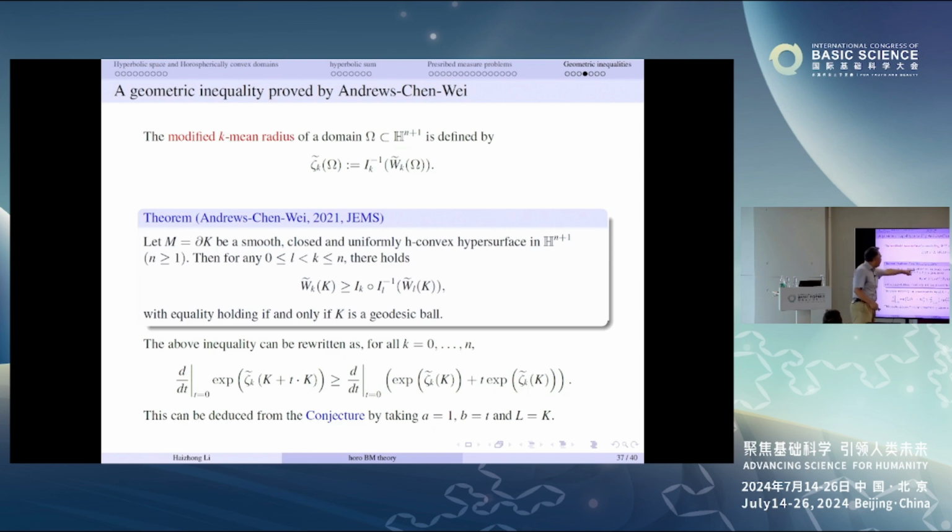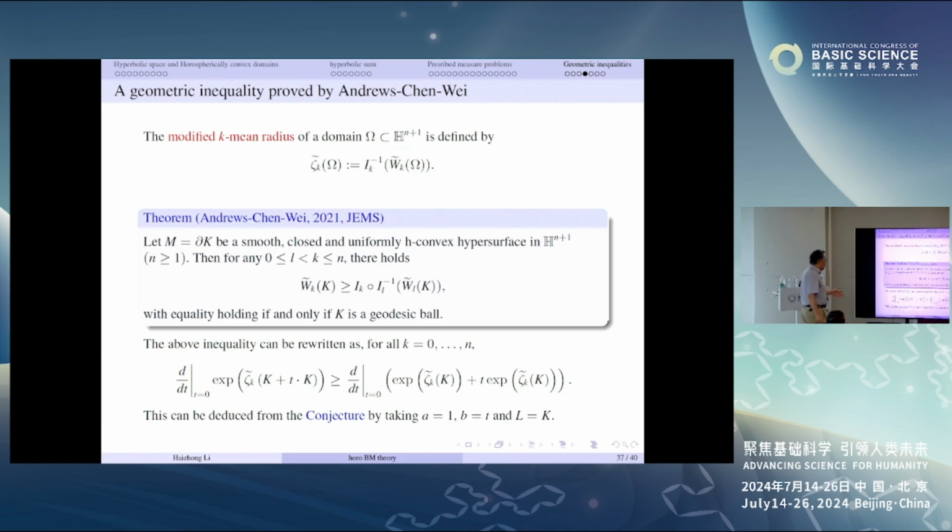This Alexandrov function inequality is proved by Brunn-Minkowski, Yung and Wei, and his coauthors. They use some curvature flow and many advanced machinery. I just mentioned defining this function, we call the modified k-mean radius. If the conjecture is true, this Alexandrov function inequality is proved by Brunn-Minkowski, Yung and Wei.